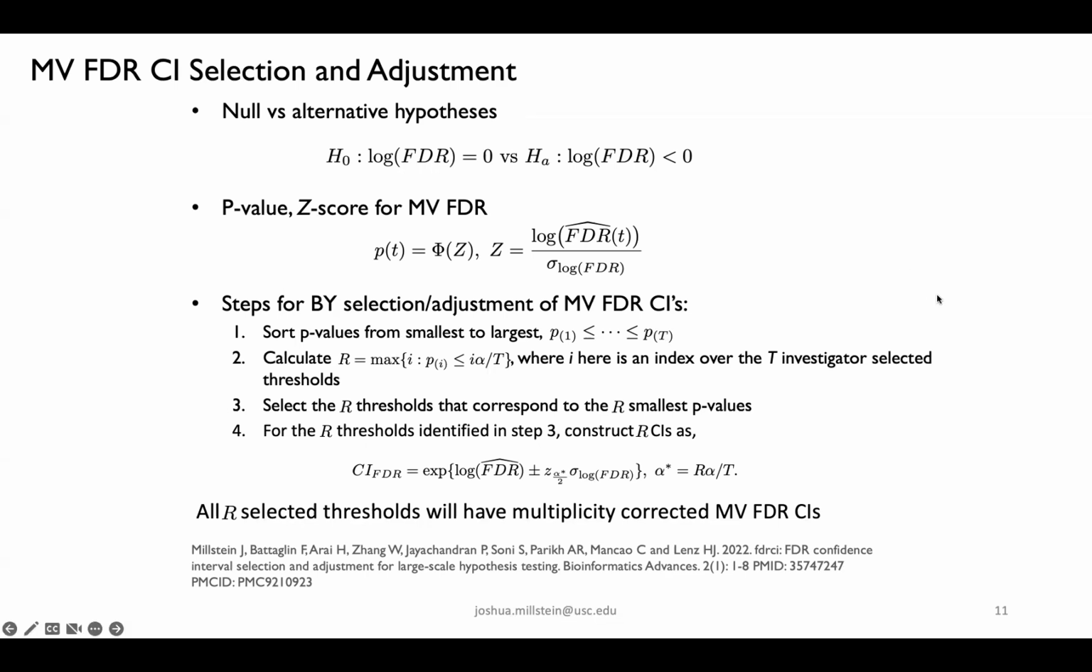So again, the nice property here is that we're controlling family-wise error rate in terms of those generated p-values associated with the confidence intervals. We're controlling family-wise error rate under the global null. So we control a family-wise error rate in that sense.